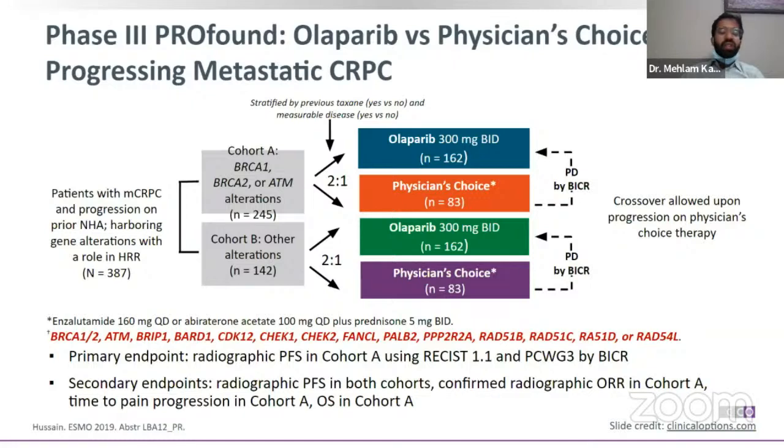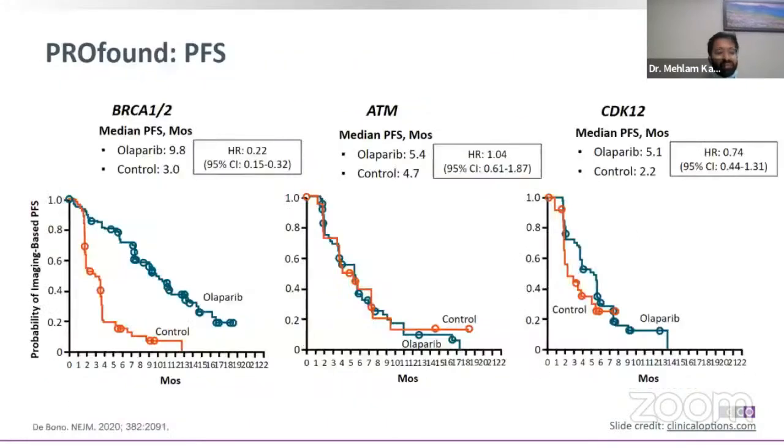All patients had received prior androgen receptor therapy, either abiraterone or enzalutamide. There were two cohorts, one cohort which were BRCA2 and ATM mutated, and the other cohort which had other alterations as mentioned, which were BRIP, BARD1, CDK12, CHEK1, and so on. The primary endpoint was the radiographic PFS in cohort A, as well as the RECIST response criteria.